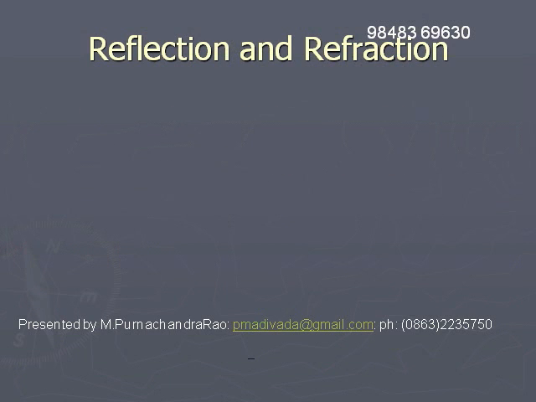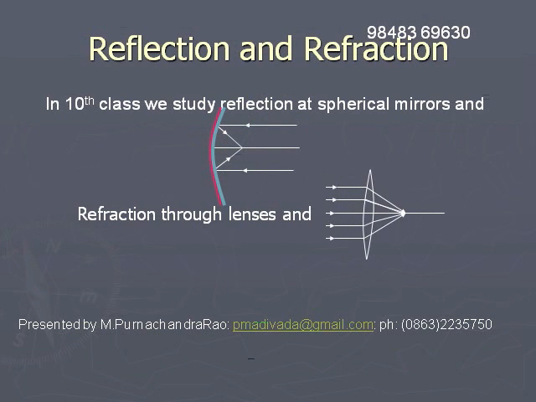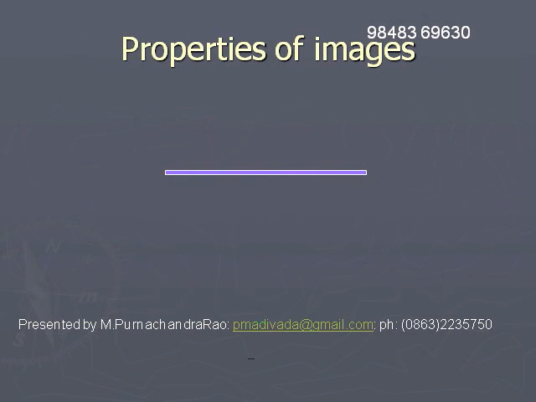In 10th class, we are going to study the reflection of light by spherical mirrors and also refraction and the natural phenomena that can be explained using reflection and refraction. In 10th class, we study reflection and refraction in spherical mirrors and refraction in lenses and their applications. We have already studied the reflection in plane mirrors.